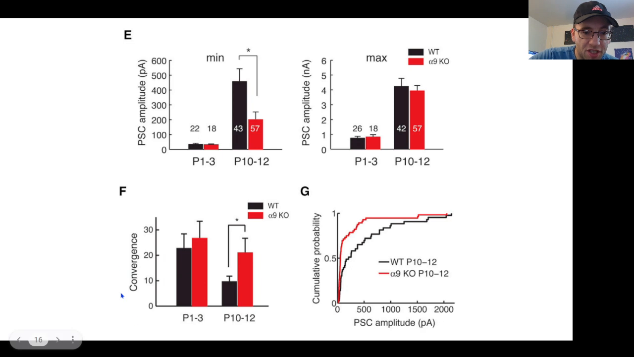And convergence is just a ratio of the average max to average min current. And we see that the convergence is normal in the beginning again, but with development, the alpha 9 knockout has much higher convergence, almost double by average. So this points to maybe double the amount of inhibitory synapses going from MNTB neurons to an LSO neuron. So even though there's weaker single projections, you double up those amount of projections relative to the wild type, and thus you get a similar amount of inhibition. And G is essentially showing the same thing.